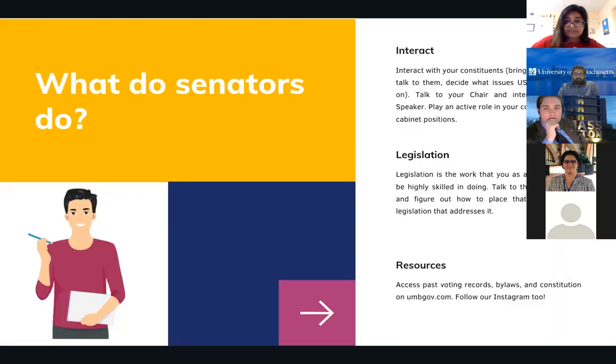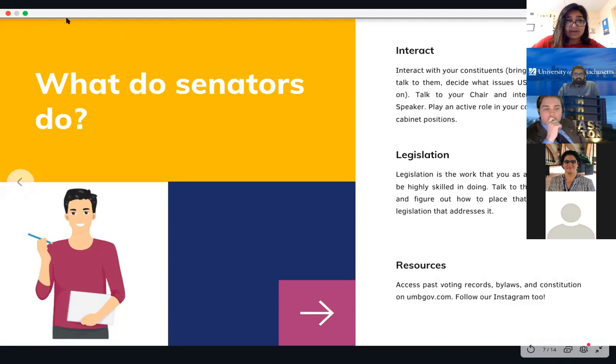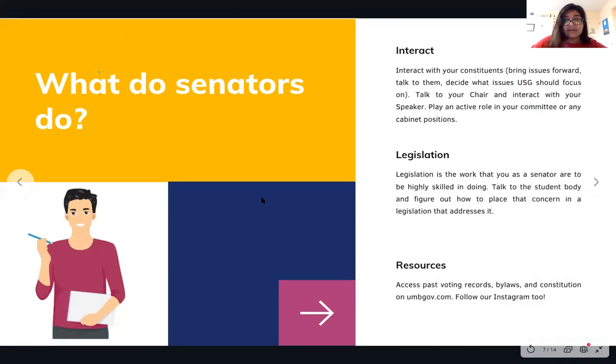So what do senators do? This is really important, because I know a lot of senators coming in don't really know what the job entails, which is why we have these resources for you. Your main job is to interact with your constituents because you are basically a student representative, and you need to talk to them, decide what issues you should focus on, and bring those issues forward through your committee. There's a process, of course, because it's basically a mini government, but your main job is to interact with the student body, because as members of USG, you are representatives of the constituents.